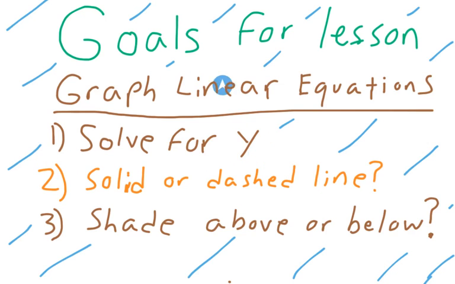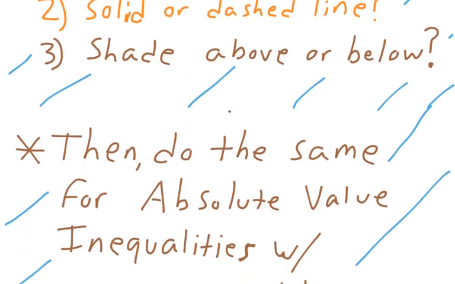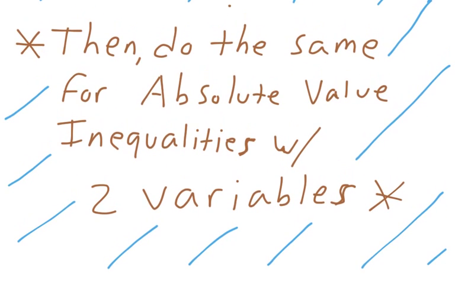First off, solve for y. Second, once you solve for y, you have to ask yourself, is it going to be a solid or a dashed line? If you're not sure what I mean by that, you'll see it in the next example. And then thirdly, do you shade above or below? Same thing, you'll see it in the next example. Also, at the end, we're going to do the same thing, but a little step up, with absolute value inequalities with two variables. This will be one of your homework problems I assigned, done for you. So if you want some help there, you might want to keep watching.